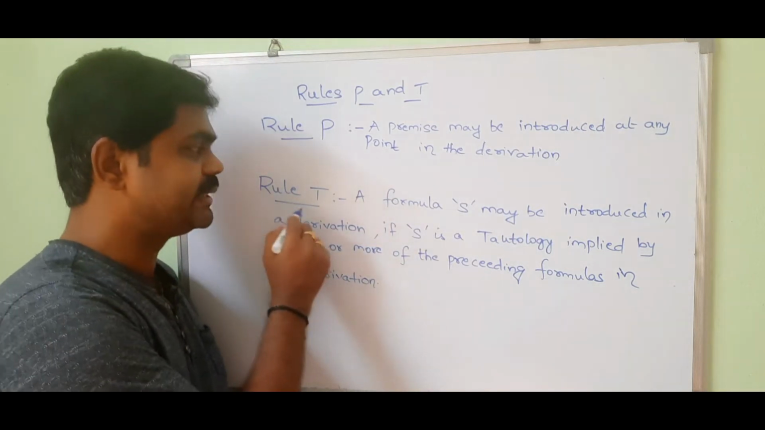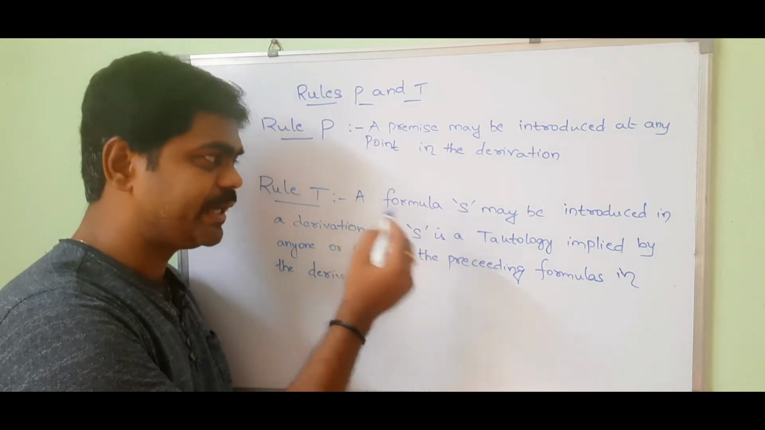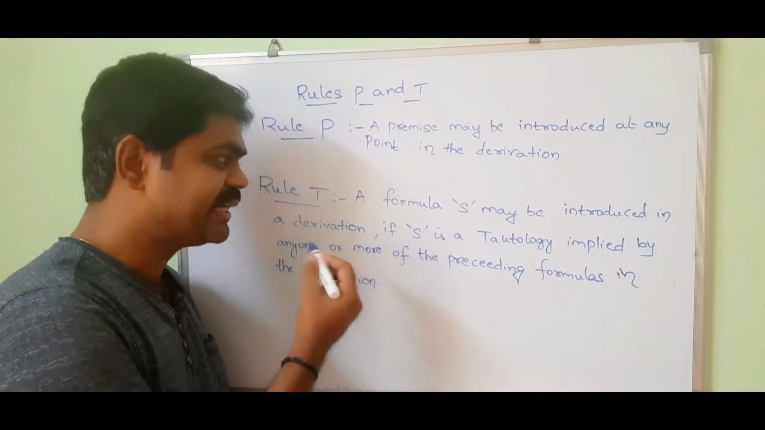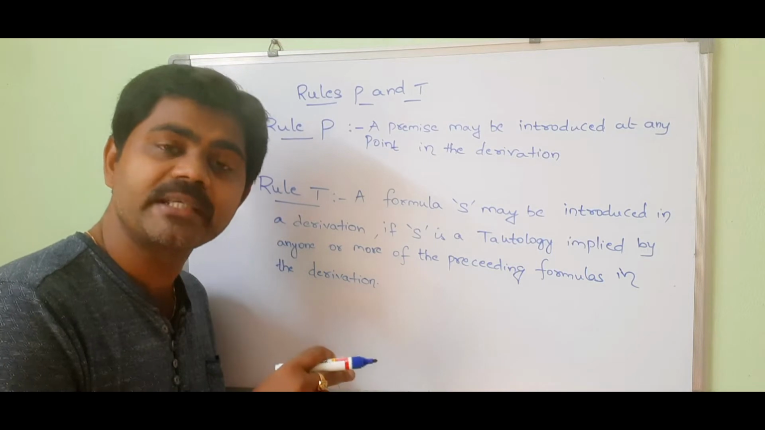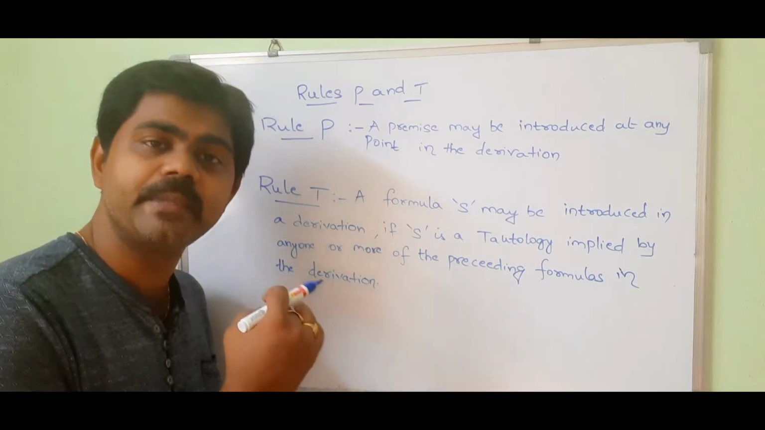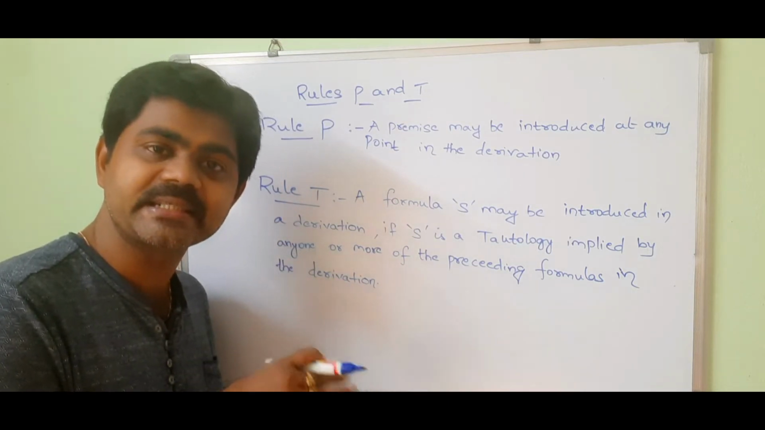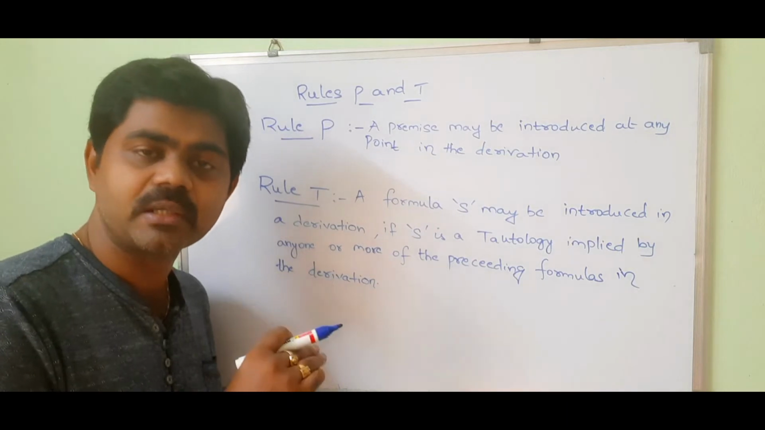So what about rule T? A formula S may be introduced in a derivation if S is a tautology. So what is a tautology? All the values should be true. What is a contradiction? All values should be false.